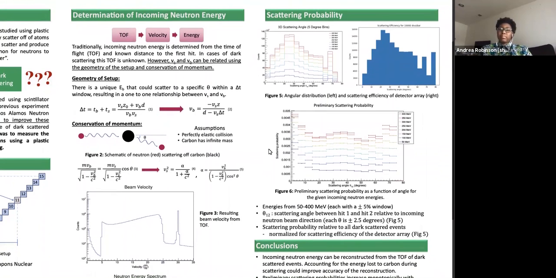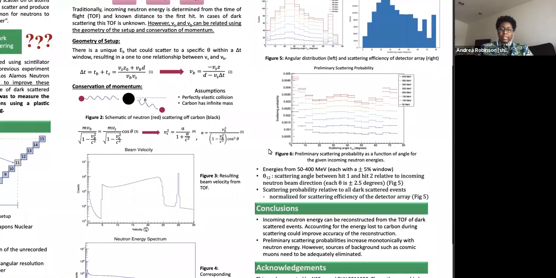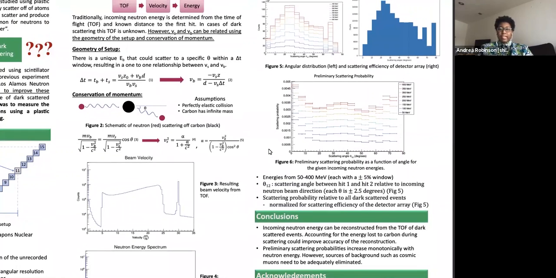It's still preliminary because we're still looking at ways to adequately remove the background noise such as cosmic muons, but we're still able to create it. It is promising because it agrees with what we've seen before in the previous experiment. However, it adds an improved resolution from 10 degrees to 5 degrees, and also more information on dark scattered events instead of traditionally scattered events.